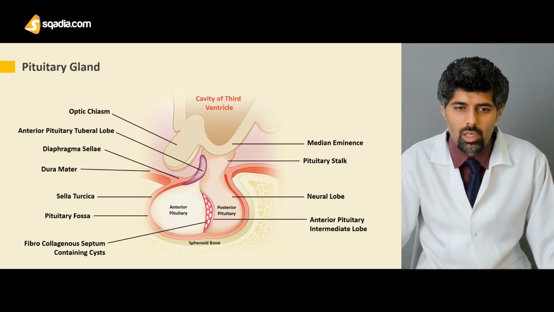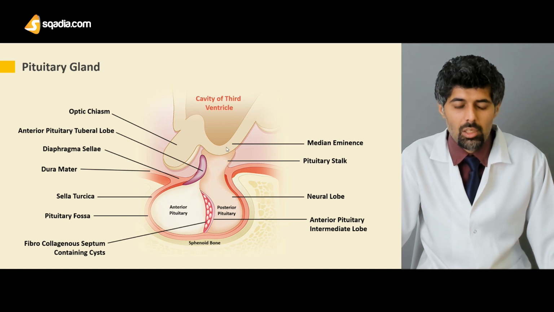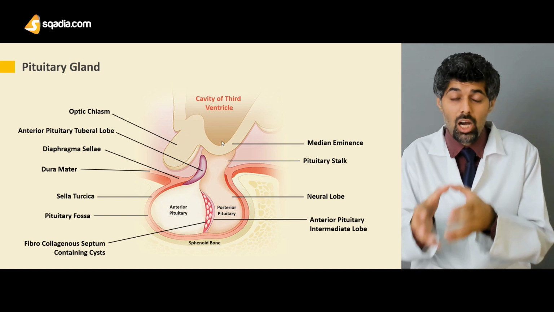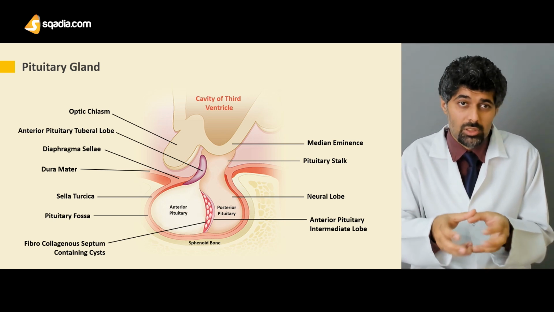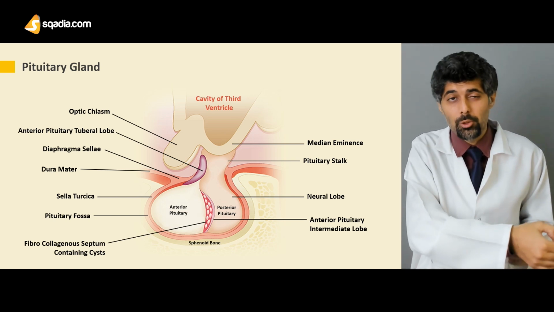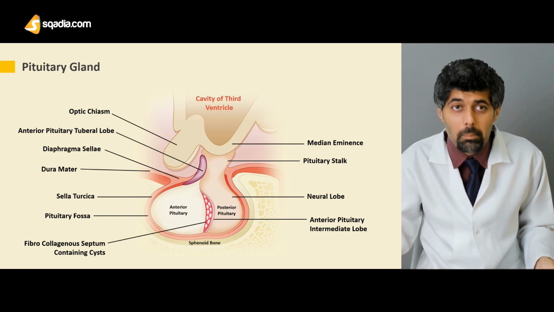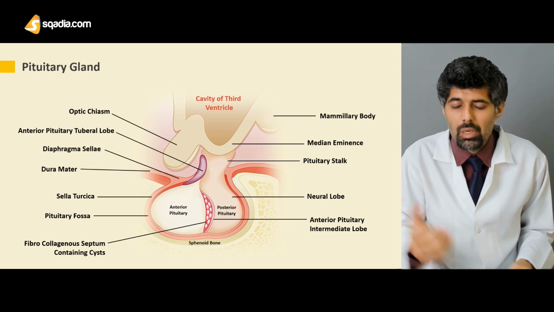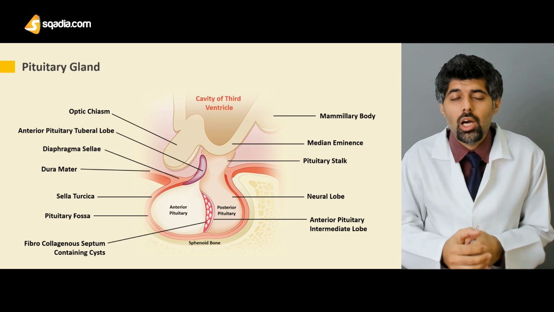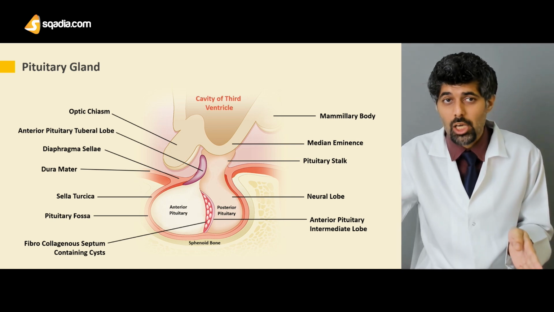Now, this again is the median eminence. This median eminence is of the hypothalamus. The part of the hypothalamus which connects to the pituitary gland through the infundibulum is known as the median eminence. This is the mammillary body, again to give you an idea where the pituitary gland lies in relation to the hypothalamus.